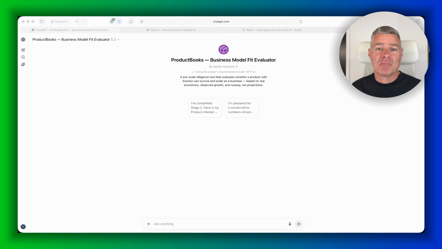Hi, it's Mike from Apollo, and we are at stage 3 of the Fit Model series of free evaluators. This is Business Model Fit, and this is the third stage.